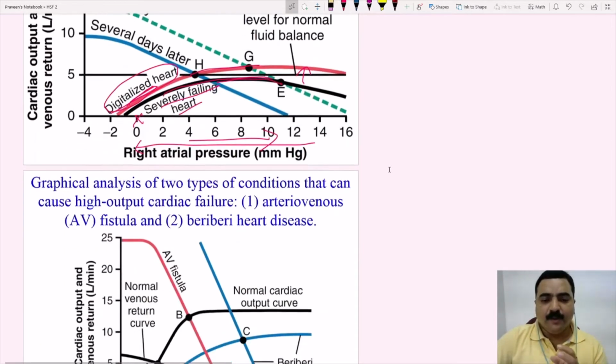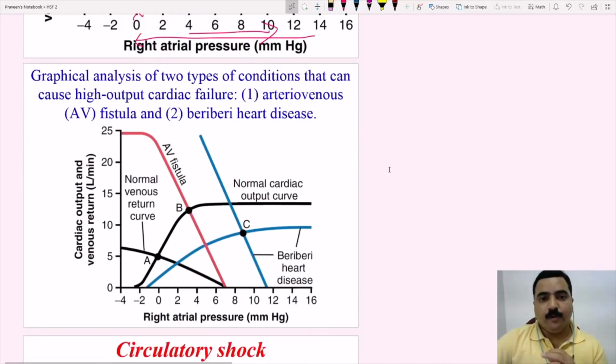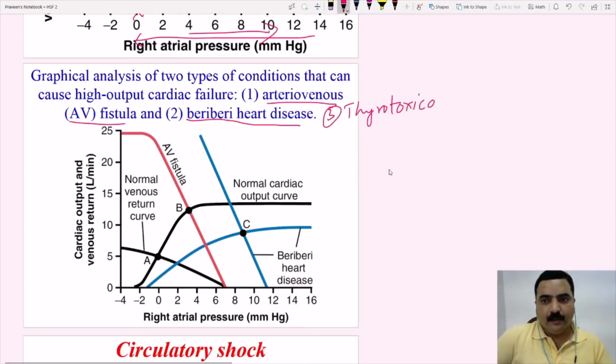Also, we have studied the high output failure. What are the reasons for high output failure? Arteriovenous fistula, thyrotoxicosis, or beriberi, which is thiamine deficiency. Thyrotoxicosis means extremely high output of the thyroid gland, giving out a lot of thyroid hormones. T4 and T3 are very high in the body. That is called thyroid storm or thyrotoxicosis.